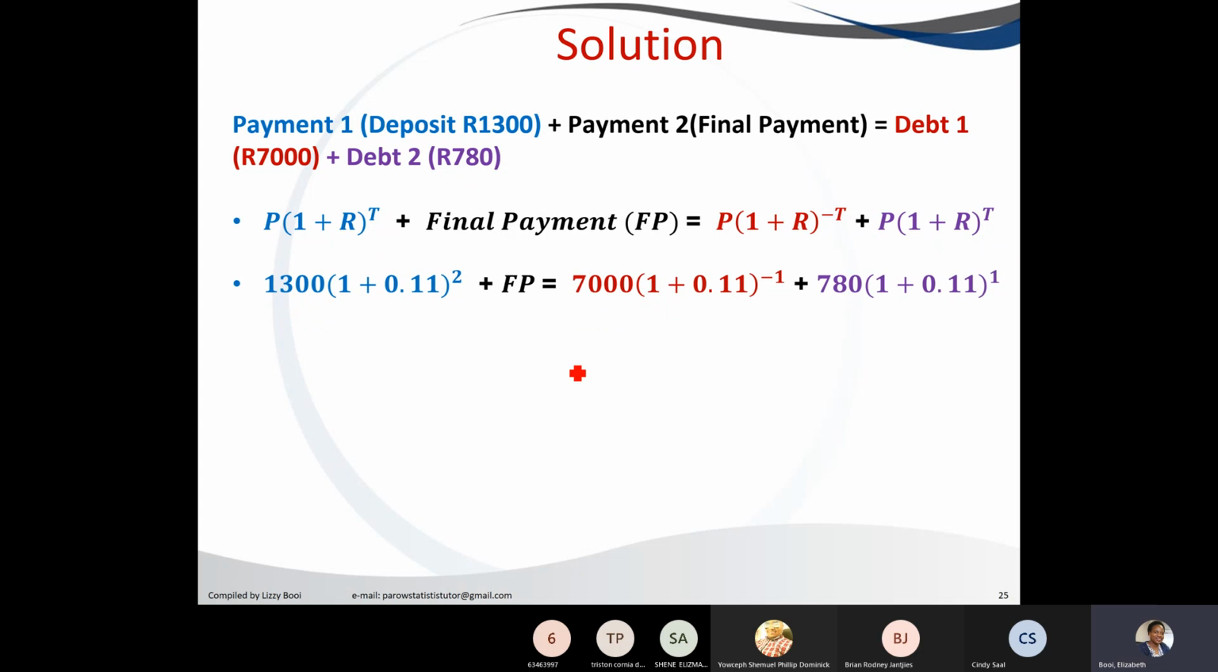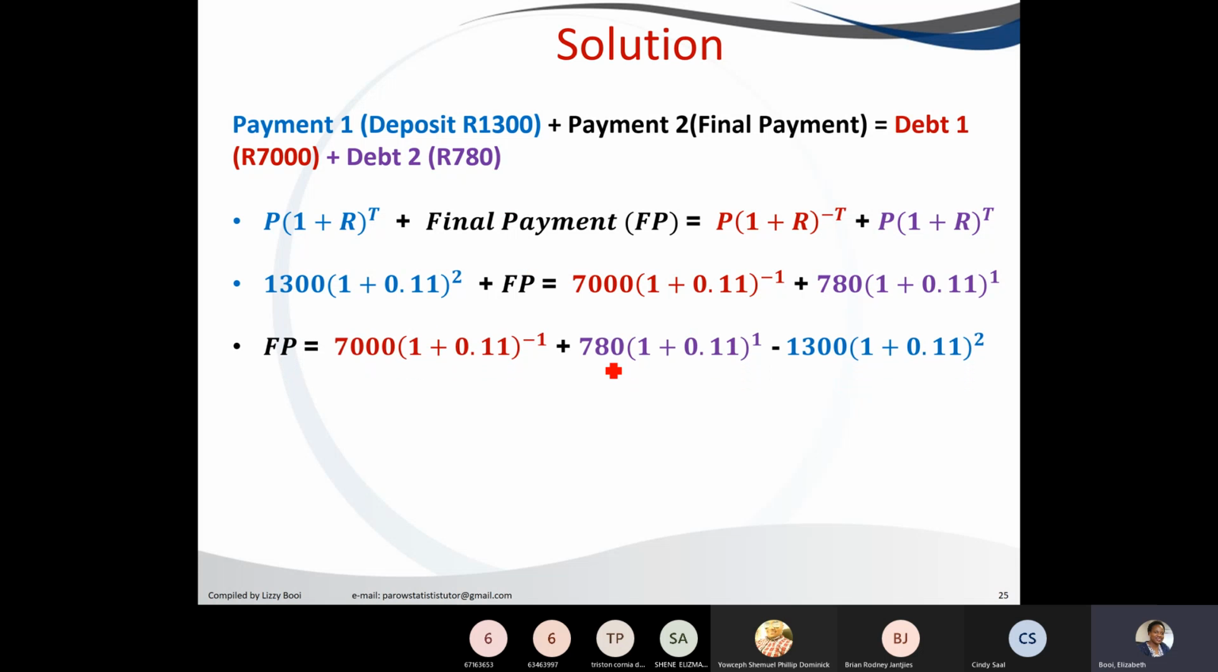Substitute the values that we know into the formula. So we know that our P was 1,300, our interest is the same, compounded yearly, which means it's divided by 1. Our period is moving 2 times because it's from year 1 until year 3, it's 2 years. 2 times 1 is the same as 2. This is our final payment, 7,000, and it was moving backwards 1 year, so we used -1, and the 780 was moving forward 1 year, so we make it to the power of T. And then we solve for FP.